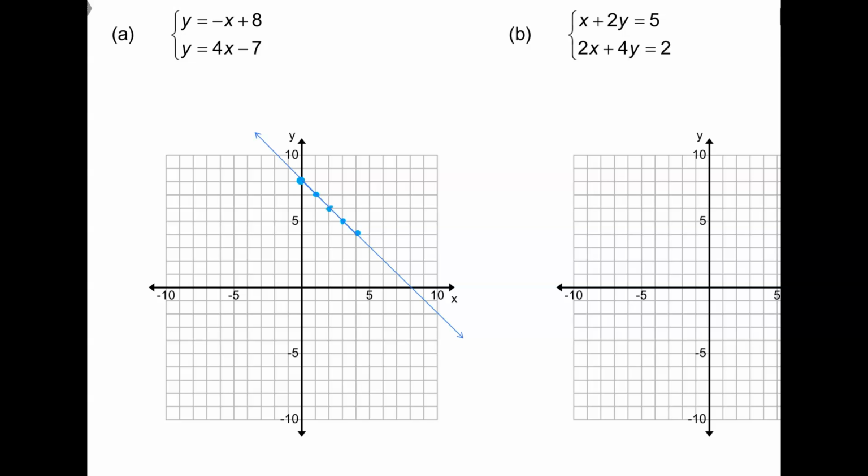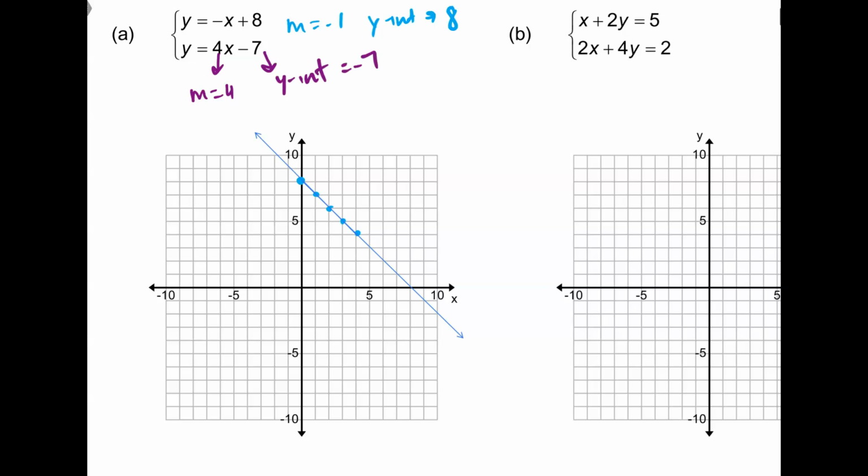How did I do this? Well, I see that this is my y-intercept. So you could say slope equals negative 1. Y-intercept is 8. Isn't it negative 8? No, it's not, because the x goes over. Okay, never mind. Alright, so if I look at this next one, I see slope is 4, and my y-intercept is negative 7.